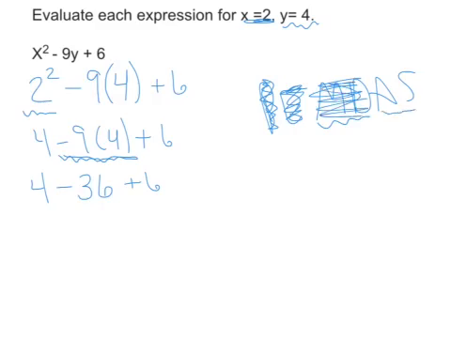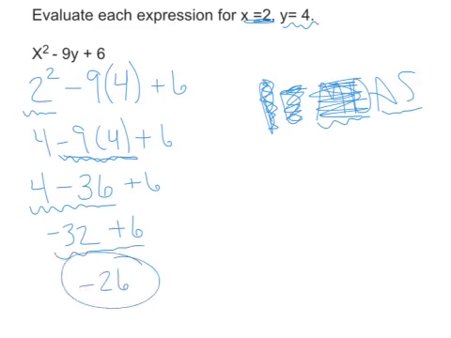And then the last two, addition, subtraction, these are left to right. That's all we have left. So we'll go left to right. So we'll start with 4 minus 36, which is negative 32. Bring down that plus 6. So now negative 32 plus 6 will give us negative 26.